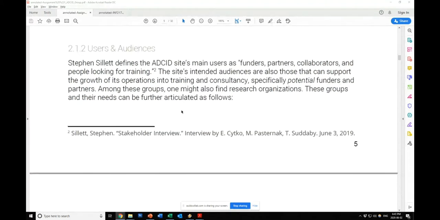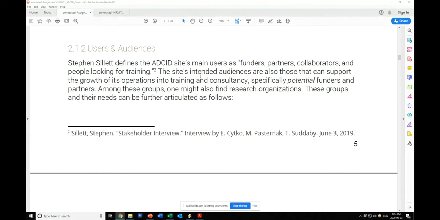But perhaps more pertinently in this case, we're looking at the users and audiences. And in this case, they were talking to the person who ran the website, and he told them straight up, their main users are, as he sees it, funders, partners, collaborators, and people looking for training.